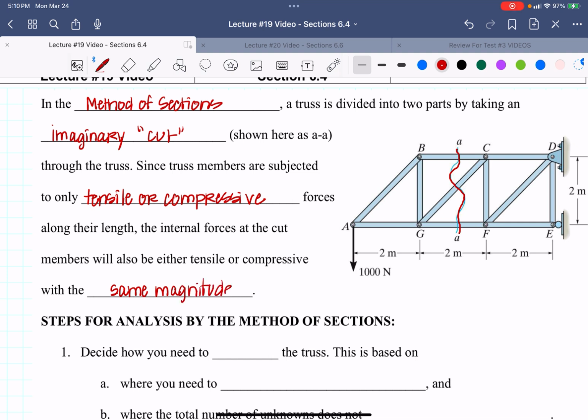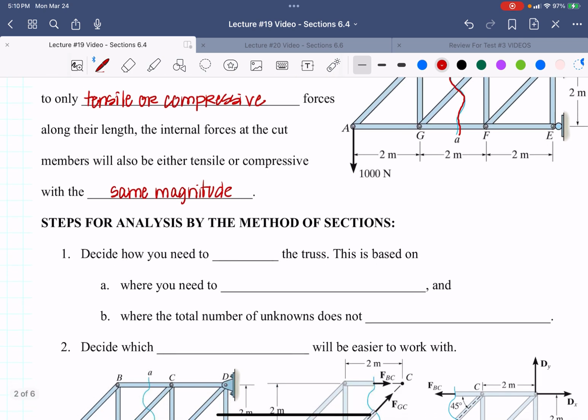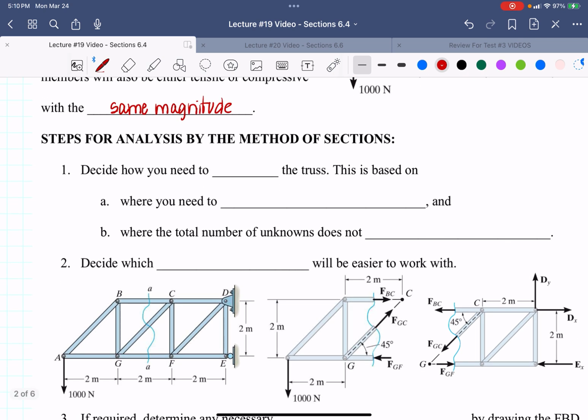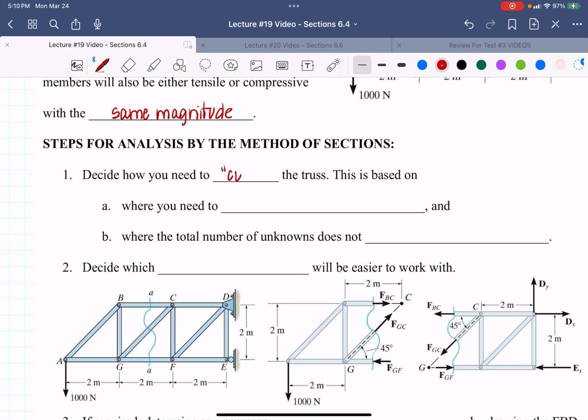The steps for analyzing a truss by the method of sections starts with number one. You need to decide how you need to cut the truss, where you're going to make that cut. Typically, you initially start based on where you need to determine forces. And you also want to choose somewhere where the total number of unknowns does not exceed 3, because we only have 3 equations in 2 dimensions, so we can't have more than 3 unknowns.